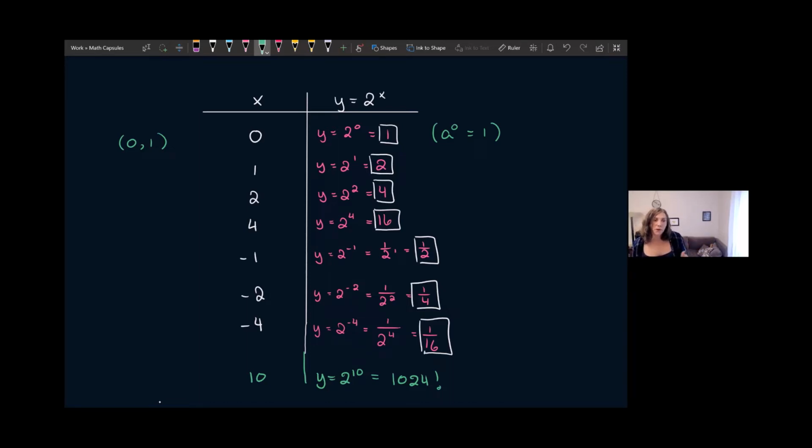So positive x values are giving me larger and larger and larger y values as I go. And that's usually what people mean when they talk about exponential growth. They're talking about as your x values get larger and larger, your y values are shooting up very, very quickly.